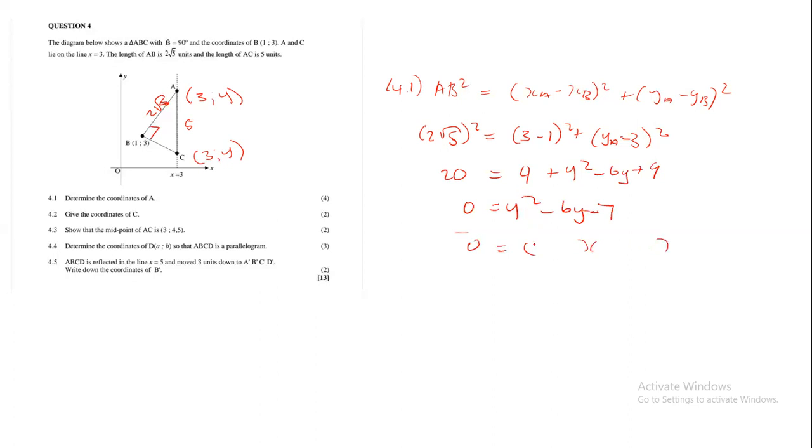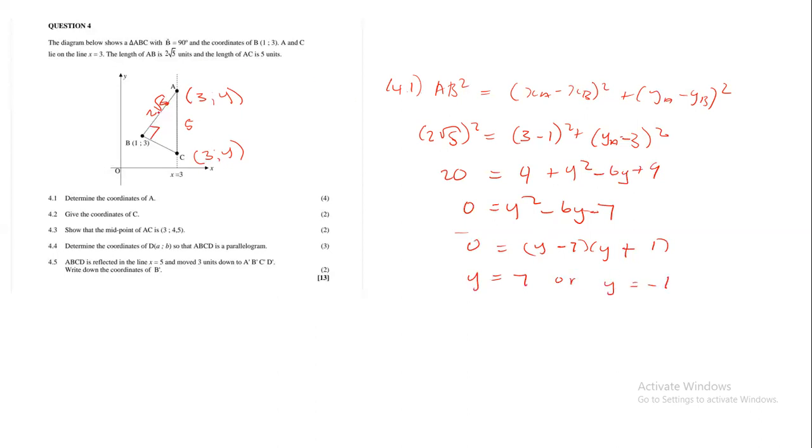Therefore, factors of y squared, it's y and y. Factor of 7, most definitely 7 and 1. And therefore, when you subtract them, they give you 6. The bigger number will take the negative sign, and then the smaller number will just take the positive one. Therefore, that means y of a could be +7 or y of a could be -1.